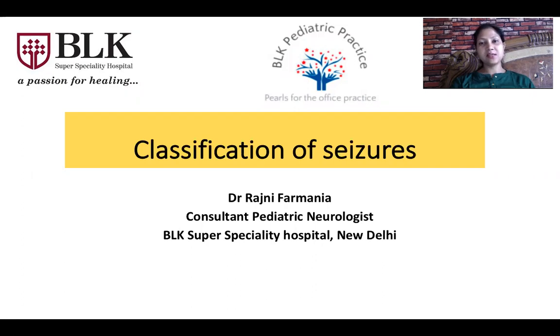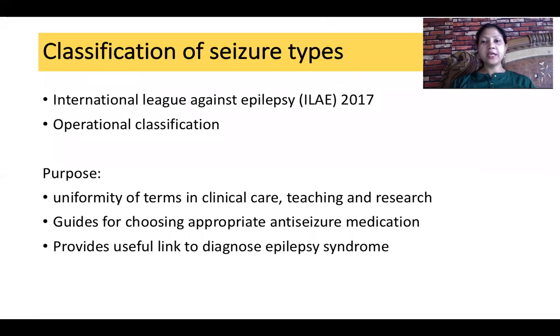Today we'll be discussing classification of seizure types. In 2017, the International League Against Epilepsy gave a new classification system for seizure types. It is an operational classification system based on practical considerations, and it is specially used for clinical purposes, for clinicians to have uniformity in the use of terms for seizure types. Also, it can be used uniformly for research and teaching purposes.